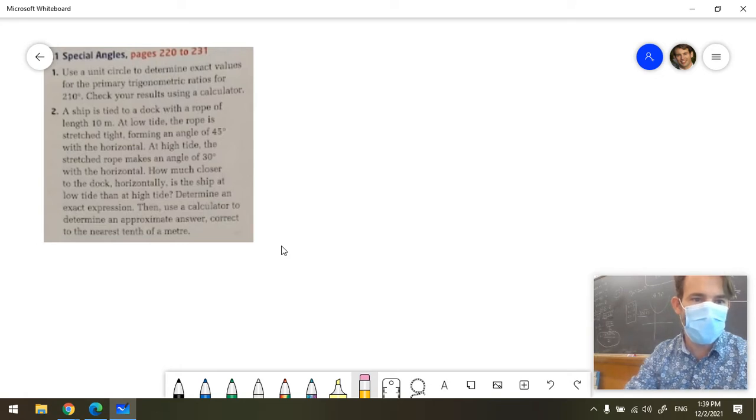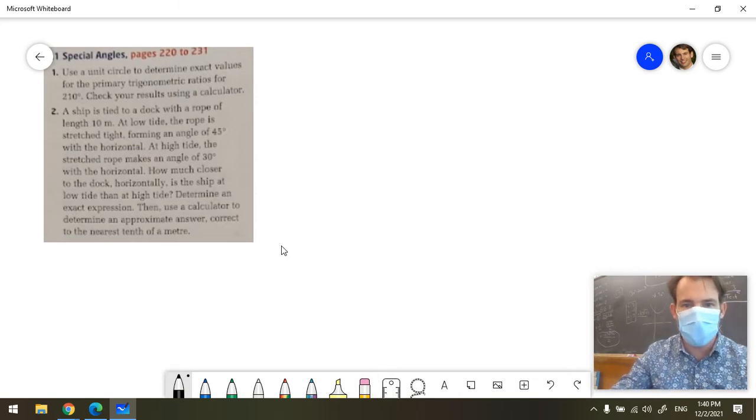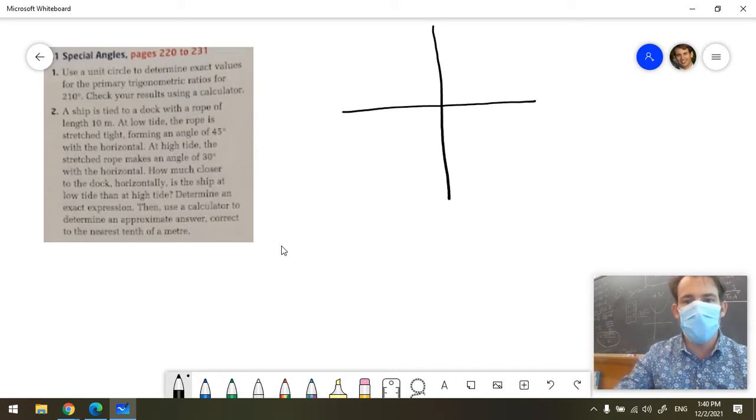Our first question is asking us to use the unit circle to determine exact values for the primary trigonometric ratios for 210 degrees. And I think it's awkward to use the unit circle. I think it's much easier just to think about this as an angle in the xy plane and then to draw your special triangles. So that's what I'll show you here. I'm going to sketch my axes. So here is the x-axis, here is the y-axis, and here is an angle 210 degrees.